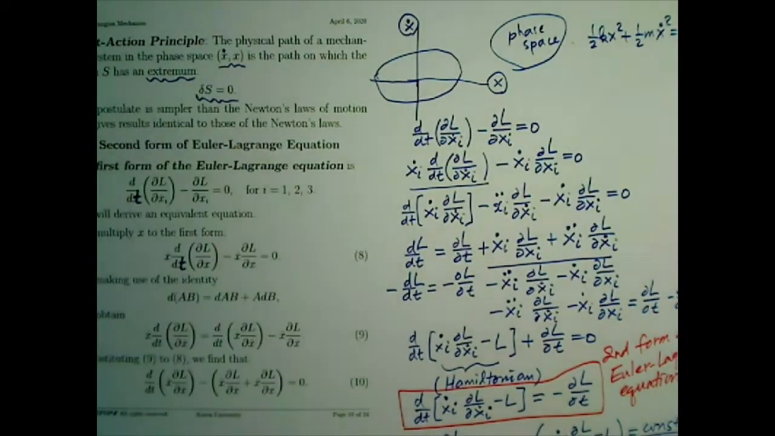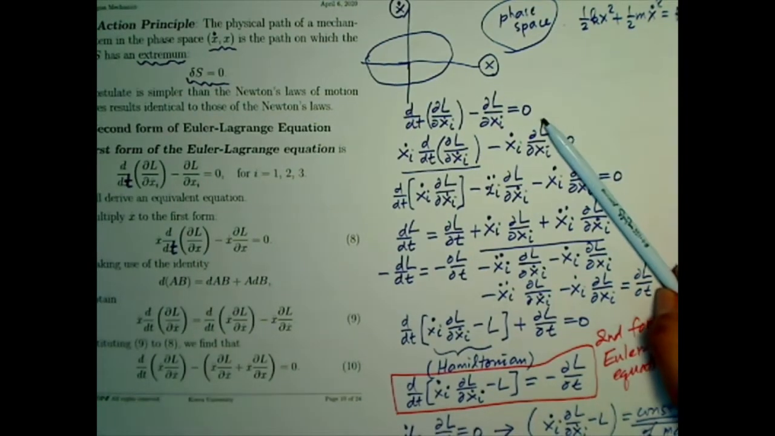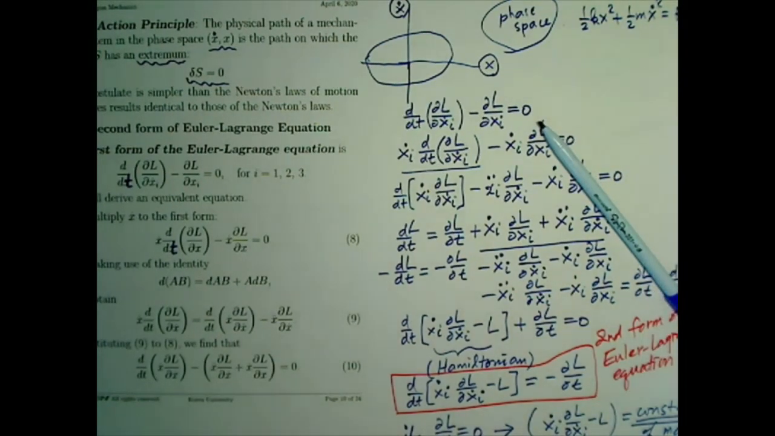So here it says the physical path of a mechanical system in the phase space is the path on which the action S has an extremum. That is the least action principle. Okay, this is the first form of the Euler-Lagrange equation.